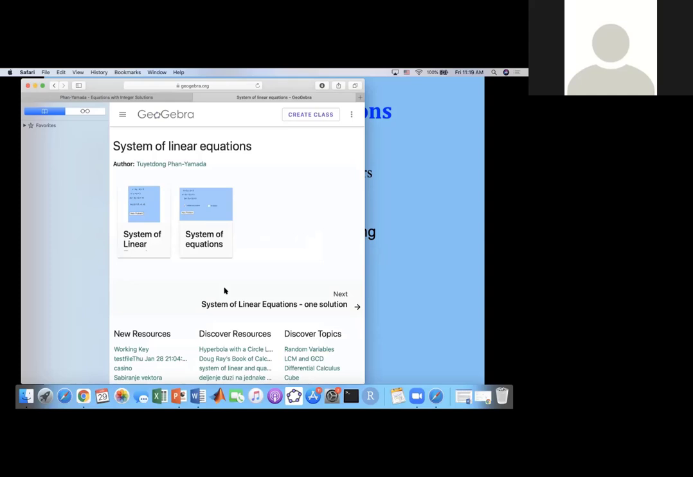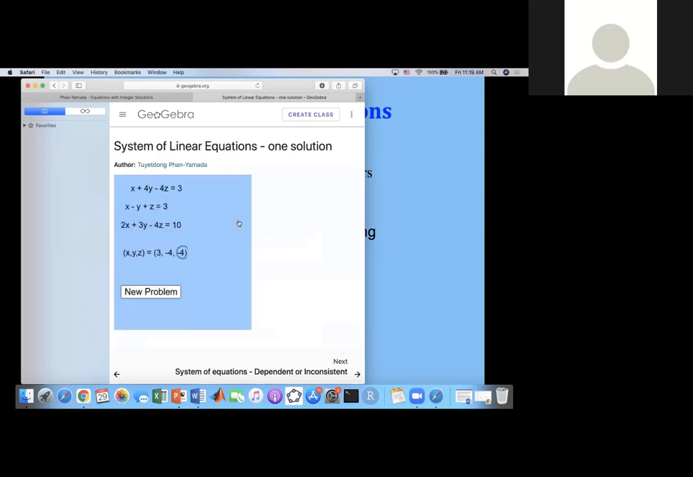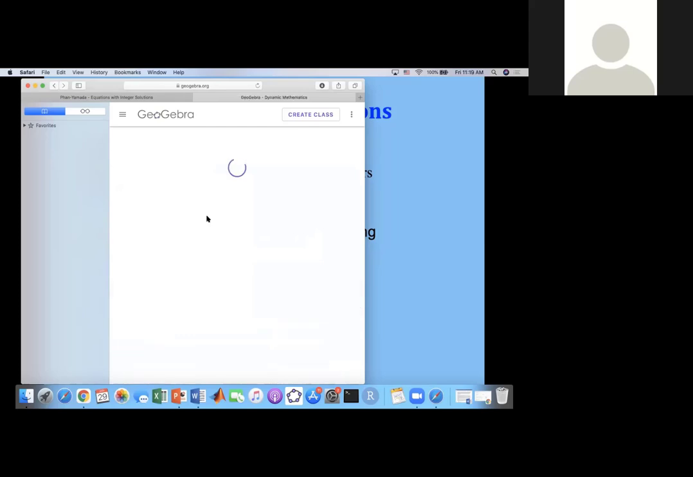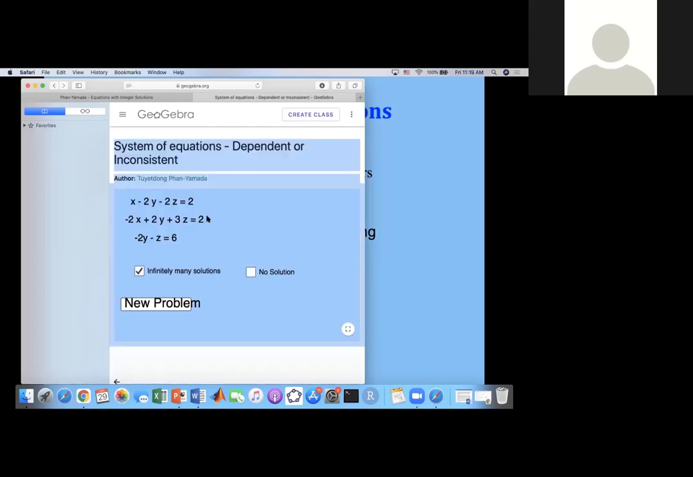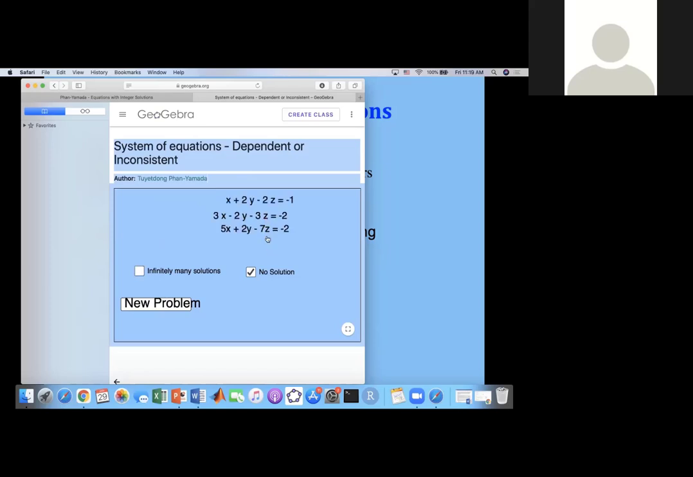That's really not nice to have something messy like that. So you have the problem right here and the answer right here, all integers. You give that to your student, or you can go to the second one, systems of equations, dependent or inconsistent. So you have two choices. This one has infinitely many solutions, and this one has no solution. You have to do the new problem. No solution right here. So you can have the student do that.